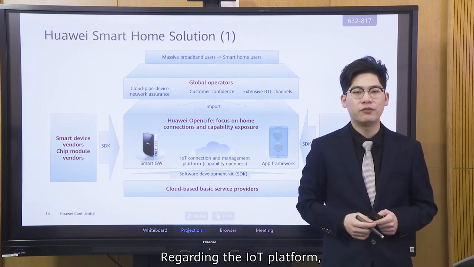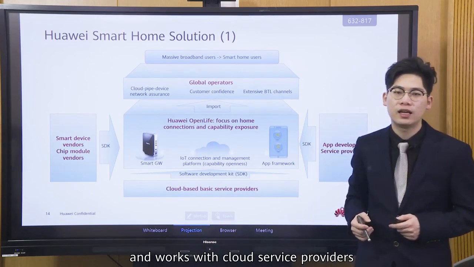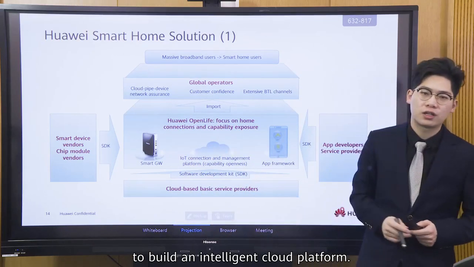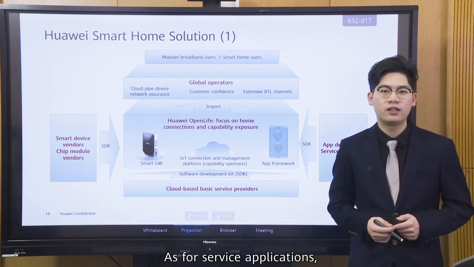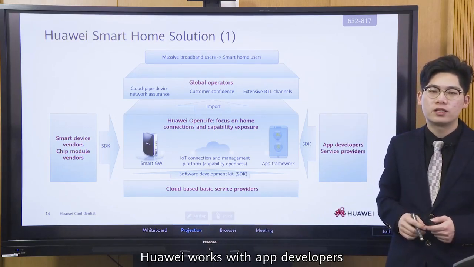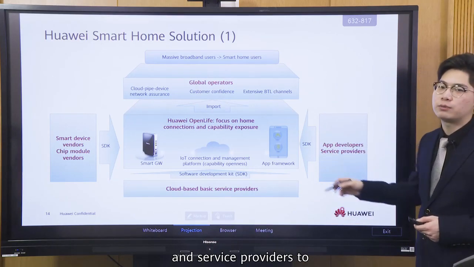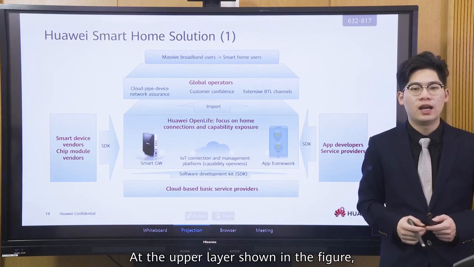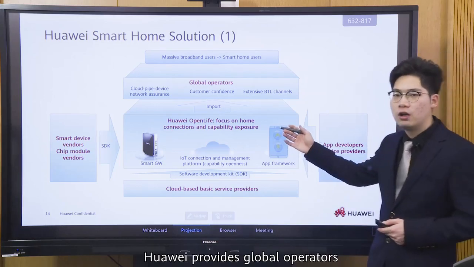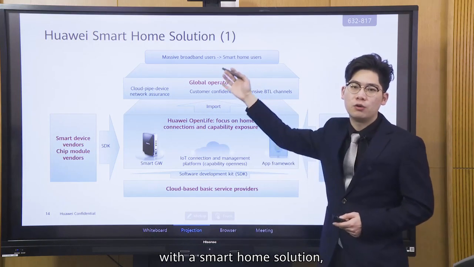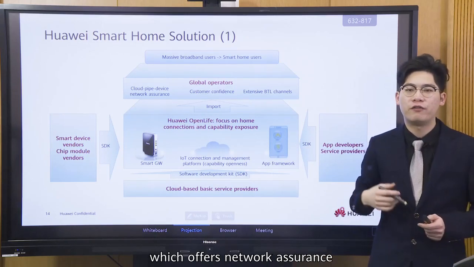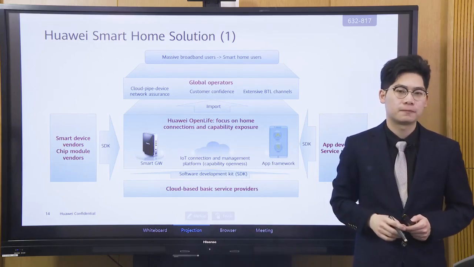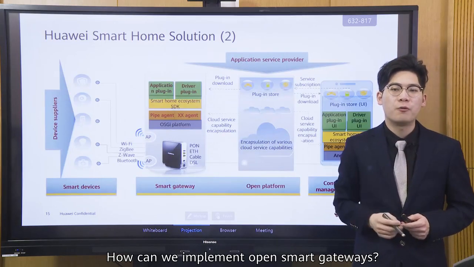Regarding the IoT platform, Huawei opens capabilities and works with cloud service providers to build an intelligent cloud platform. As for service applications, Huawei works with app developers and service providers to build a joint app framework for smart homes. At the upper layer shown in the figure, Huawei provides global operators with a smart home solution, which offers network insurance for cloud, pipe, and device.